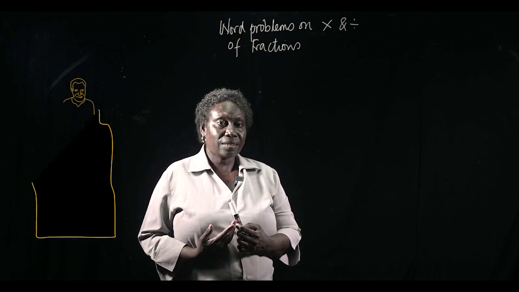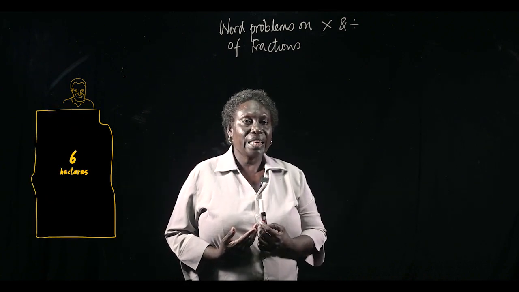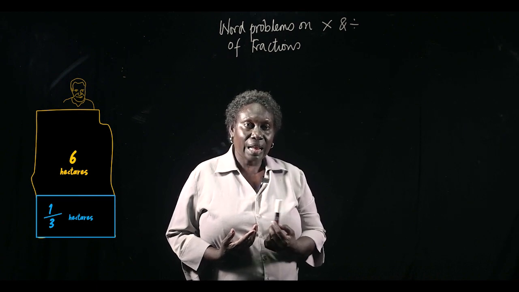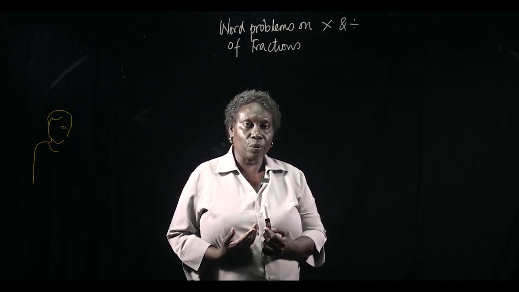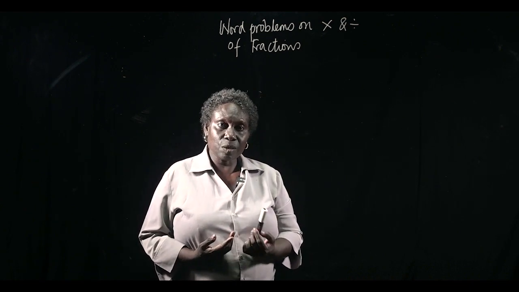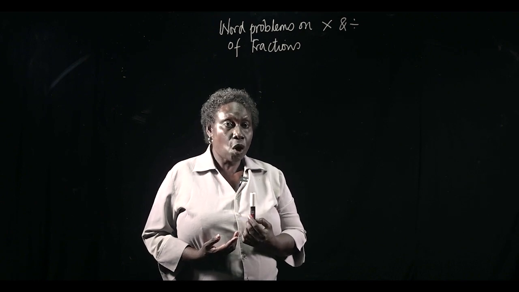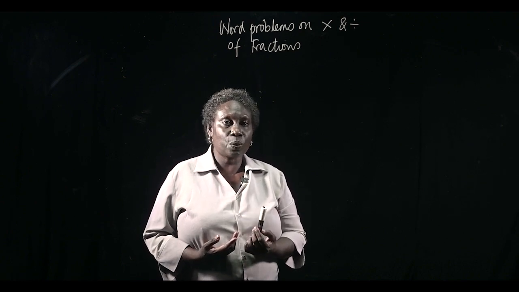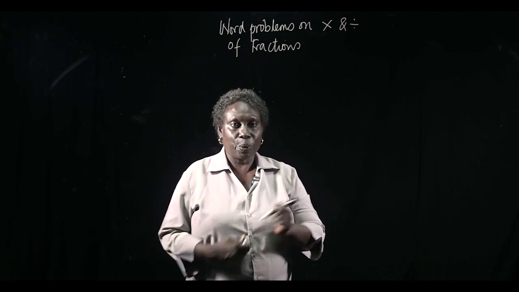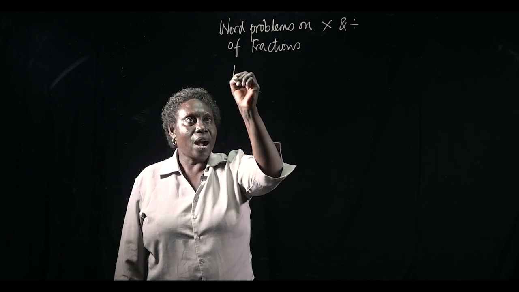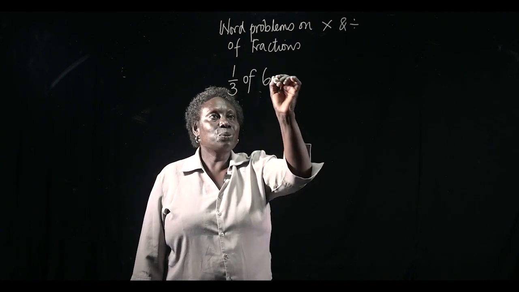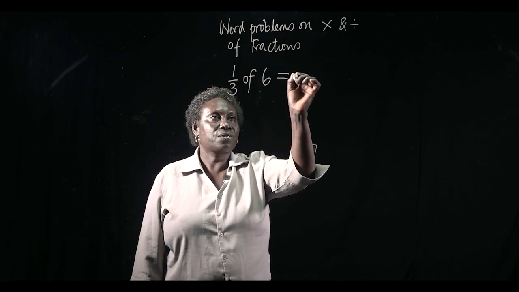Joe has a 6-hectare block of land and he gives 1/3 of it to his son. Now, how much of the block of land was given to his son? When we are multiplying fractions, the word "of" automatically changes to a multiplication sign in mathematics. Now, we have 1/3 of it, which was given to his son. So we have 1/3 of 6.